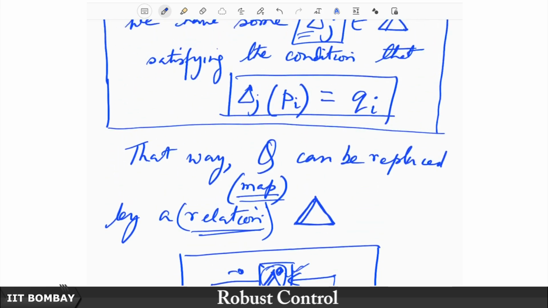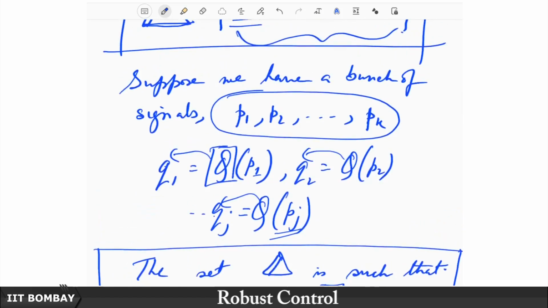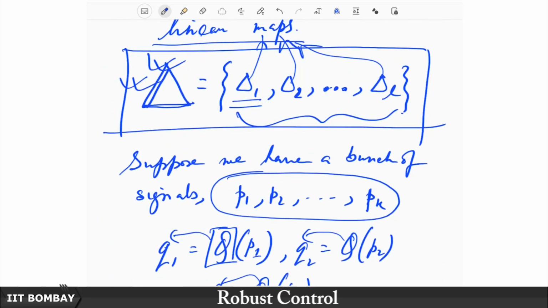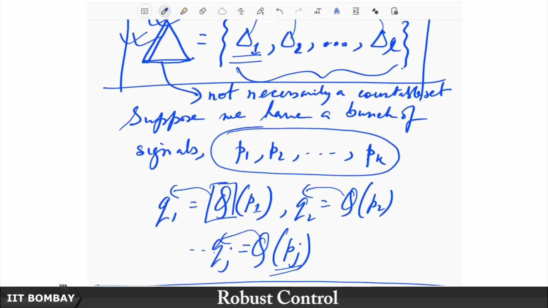Something I want you to be warned about at this point: looking at this, you might feel that this is enumerated, right? So, this is delta 1, delta 2, delta L. So, it might seem like this is a countable set. Remember that I have done this for simplification, but this is not necessarily a countable set. I have done this for easier visualization. Here of course, it is a countable set, it has exactly L members. But it might be a continuum.